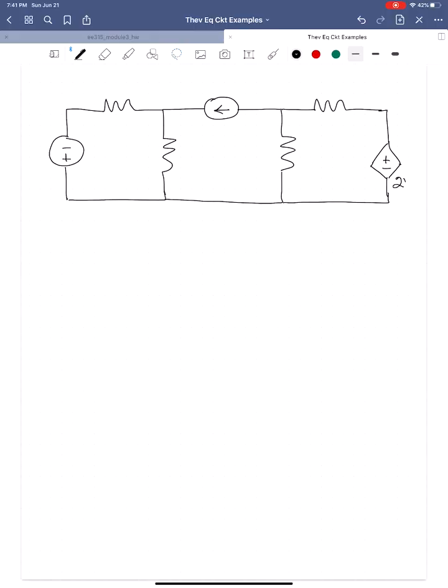So we have a 2Vx voltage source. So this is a voltage controlled voltage source. We have a 6 ohm resistor. We have a 3 ohm resistor. We have the 8 amp source. We have the 10 ohm resistor. We have the 15 ohm resistor, and we have the 20 volt source. Here is the voltage Vx, the voltage that controls that 2Vx source. And here's the current Ix that we're actually solving for through the 3 ohm resistor.